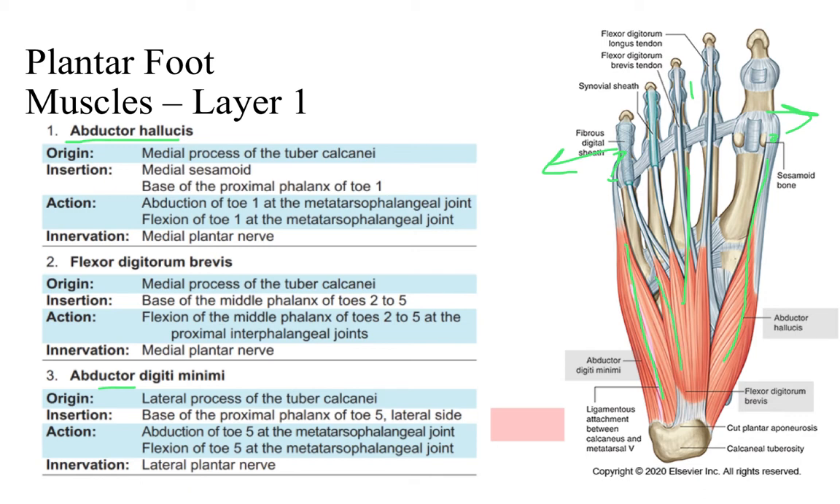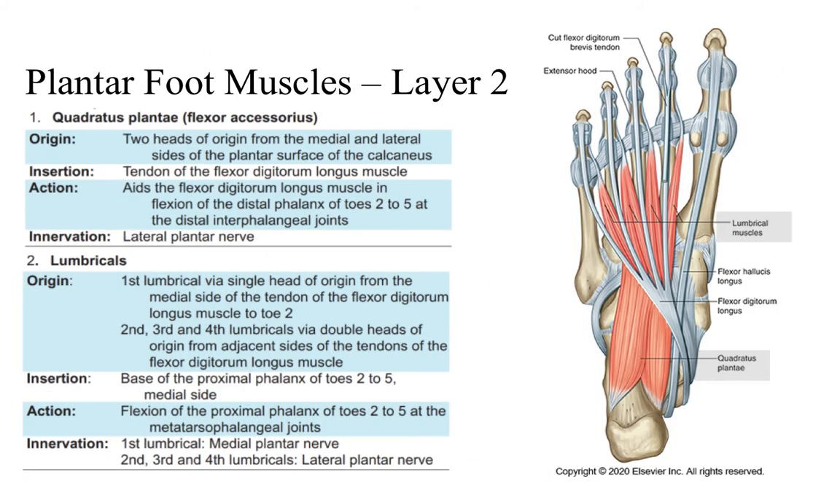All right, then right in the middle, you have your flexor digitorum brevis, which goes to toes 2, 3, 4, and 5, and they're going to be involved in flexing our toes, so down towards the ground. And these muscles are innervated by the medial and lateral plantar nerves, and those are branches coming off of the tibial nerve.